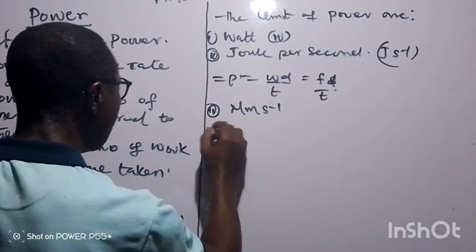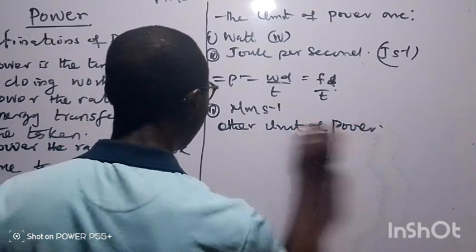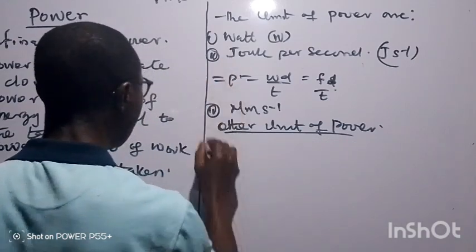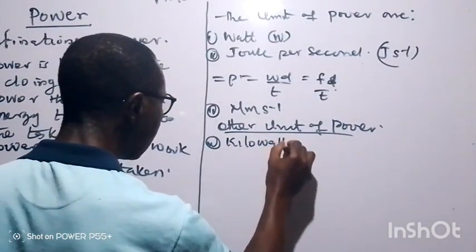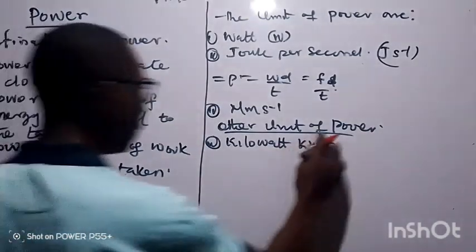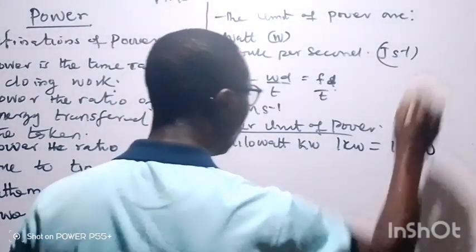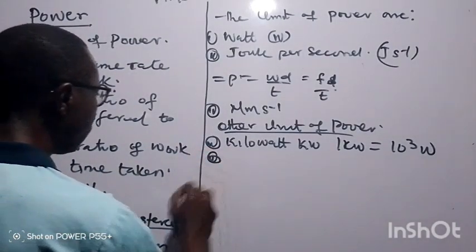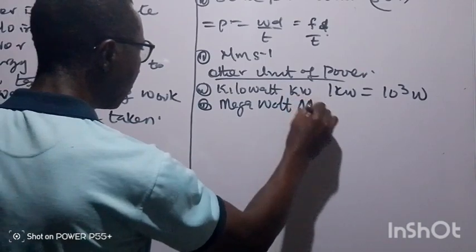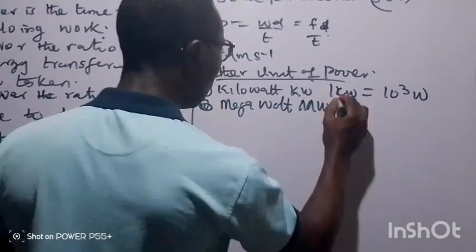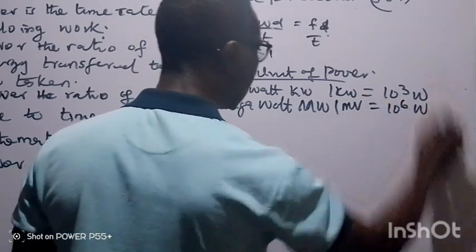Other units of power can be 1, 2, 3, that is 4, kilowatt. 1 kilowatt, 1 kW, is equal to 10 raised to power 3, or 1000 watt. 5, megawatt. 1 megawatt is equal to 1 million, 10 raised to power 6 watt.